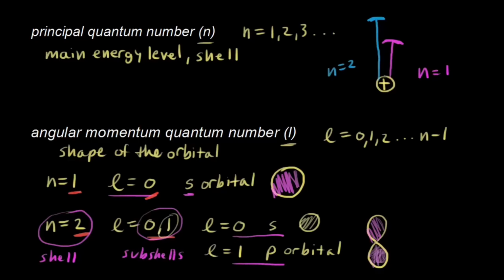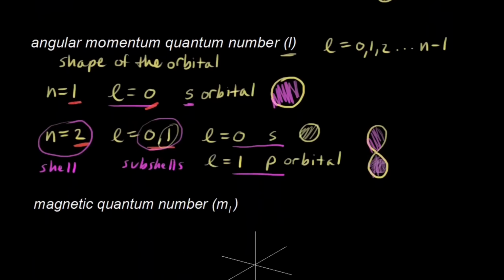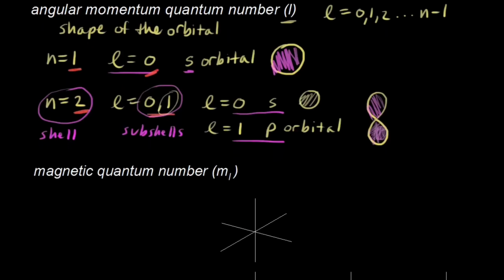Let's look at the next quantum number. So let's get some more space down here. This is the magnetic quantum number, symbolized by m sub L. m sub L indicates the orientation of an orbital around the nucleus. So this tells us the orientation of that orbital. And the values for ml depend on L. ml is equal to any integral value that goes from negative L to positive L.